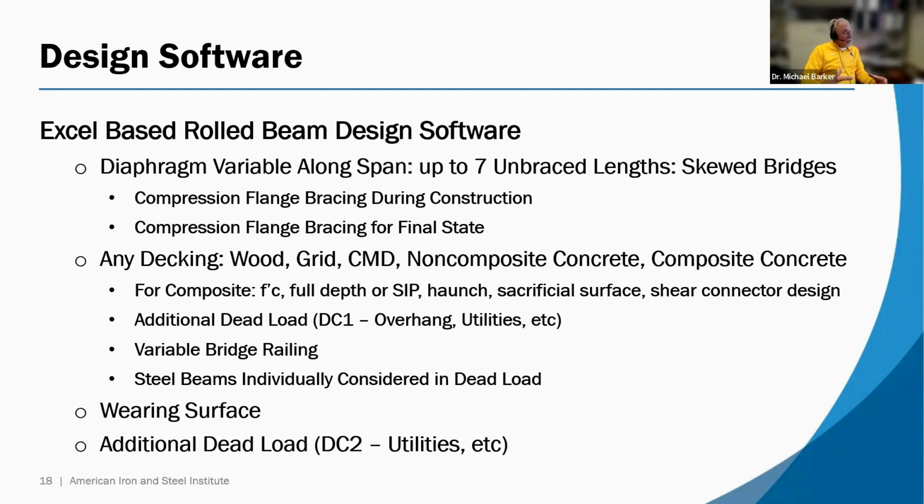And it also has a lot of flexibility that we can put on utility loads or additional dead loads and variable bridge railings. And then the steel beam weights are individually considered in each design. It's not just assumed to be heavy. We can put a wearing surface on there.